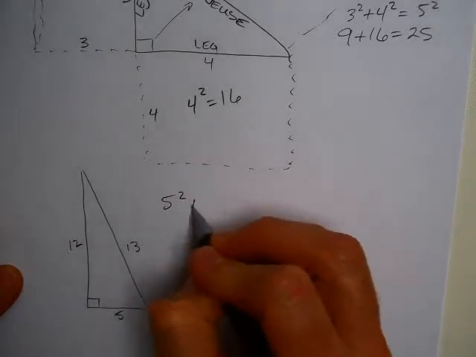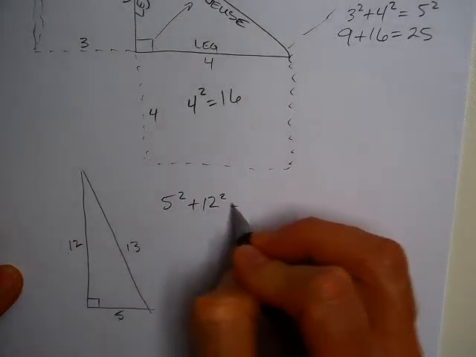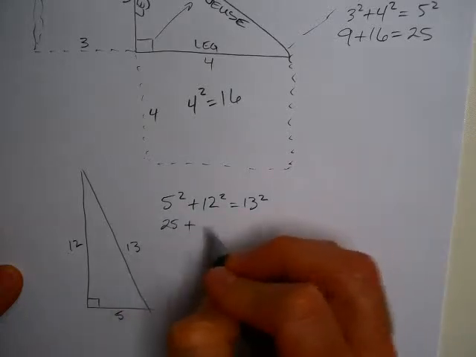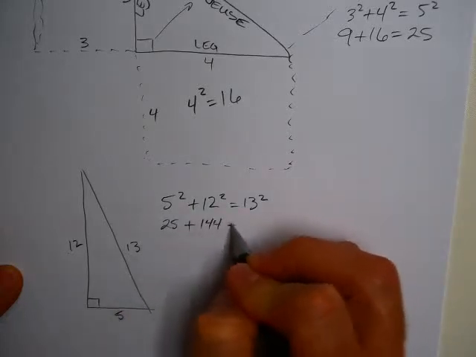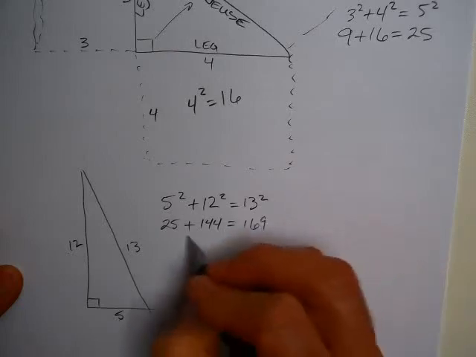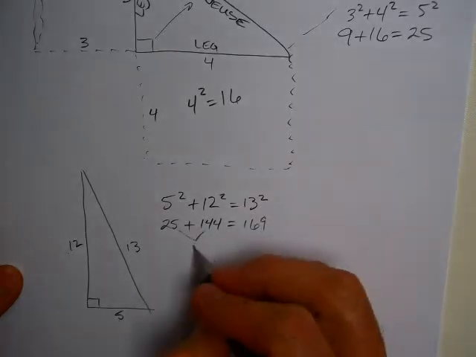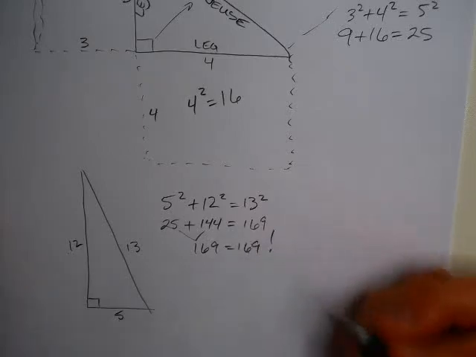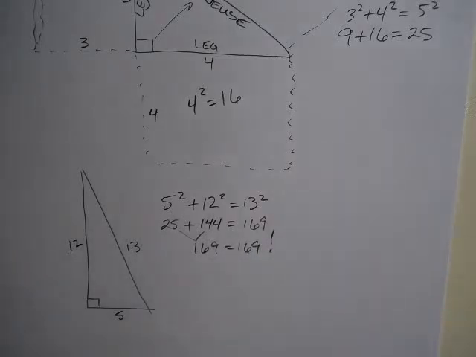5 squared plus 12 squared equaled 13 squared. 25 plus 144 equaled 169. And that was a true statement. And so he came up with his theorem. And he tried many, many other triangles. Every time he tried it, he came up with the same results.